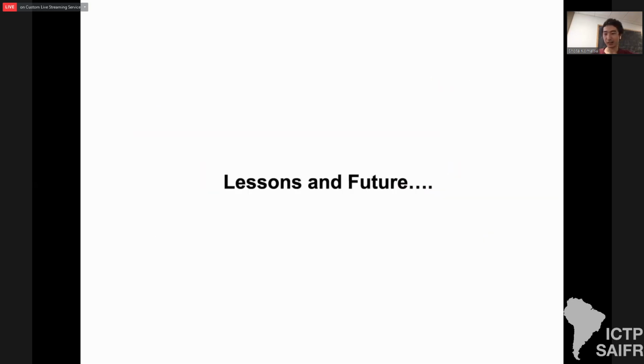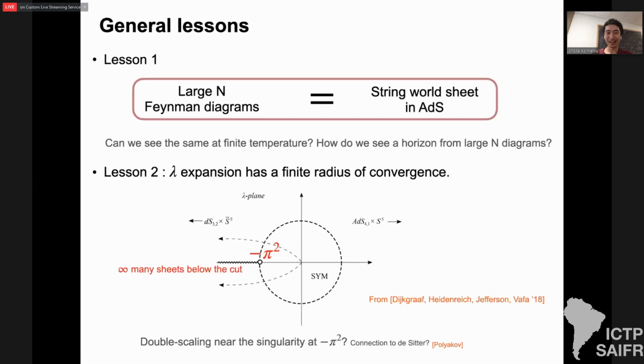Actually, I might be a bit fast. But let me just go to the lessons and future directions. Today I showed several recent developments about integrability, but I think one of the most important lessons we can learn from all these integrability approaches is that the large N Feynman diagrams are really the same as the string worldsheet in AdS. Of course, I think people kind of knew it, but integrability has shown us that there is a precise sense in which this is true.